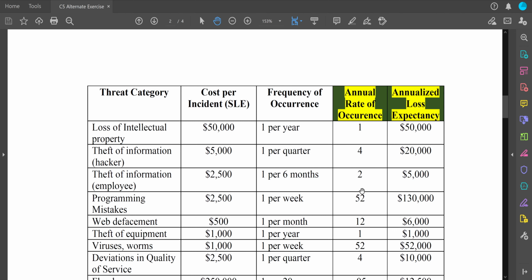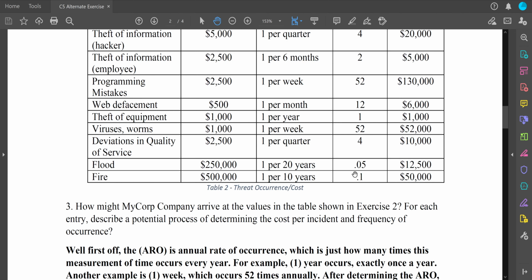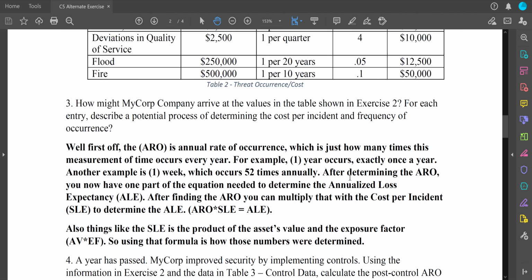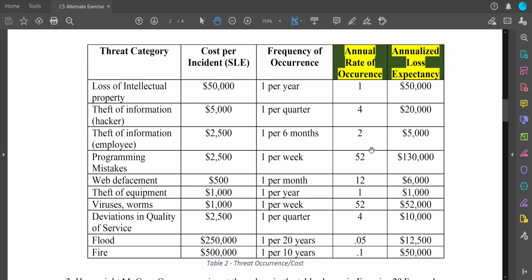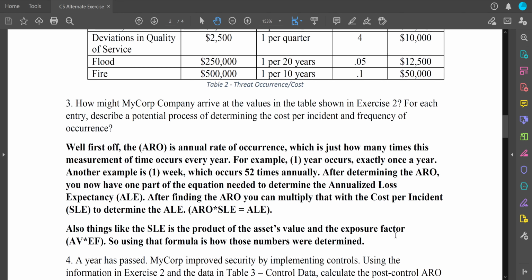So I'm hoping you guys understand that well. I don't want to spend too much time going through the whole thing. So for the next question, they're asking, how might MyCorp arrive at the values in the table shown in exercise 2? For each entry, describe a potential process of determining the cost per incident and frequency of occurrence. So for this one, I pretty much explained how I got these numbers, did the formulas for the ARO and ALE. And the second part of the question asks to describe a potential process of determining the cost per incident and frequency of occurrence.